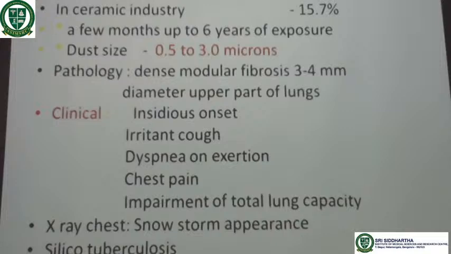What are the clinical features? It is insidious in onset. You will come across irritating cough, dyspnea on exertion, chest pain, impairment of lung capacity, and very, very important, the X-ray chest shows a snowstorm appearance. Try to remember, snowstorm appearance is seen in silicosis under pneumoconiosis. And we need to think about the differential diagnosis, that is silicotuberculosis. Under the tuberculosis chapter, we have a discussion about silicosis and silicotuberculosis, diagnosis and differential diagnosis, some confusion. The simple point to remember here is that the X-ray chest in silicosis shows a snowstorm appearance.